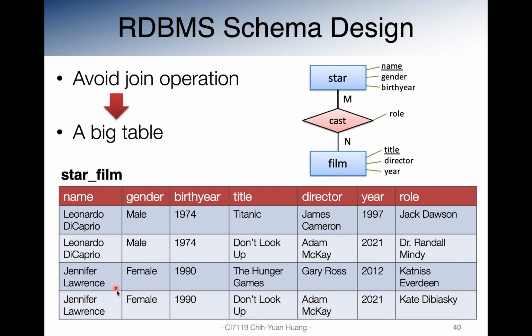So if there is one row that you forgot to change, then in this case the consistency and robustness of the database will be compromised. So that's the problem of having the big table. One is storage, and the other one is robustness and completeness.